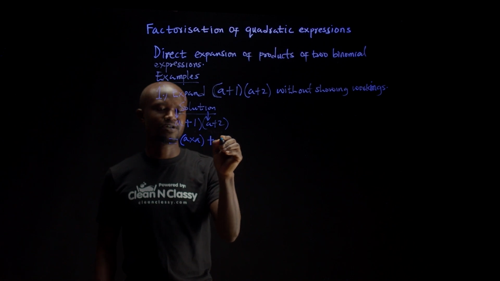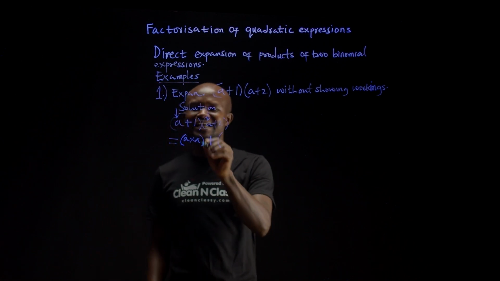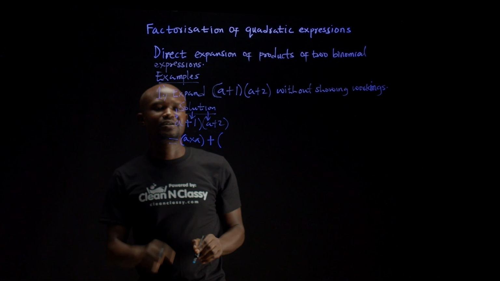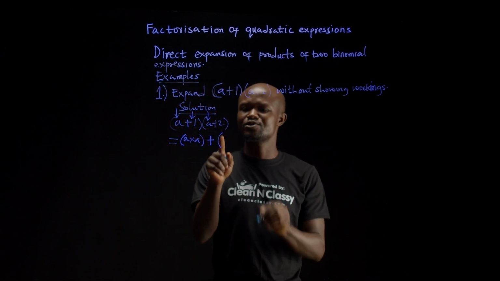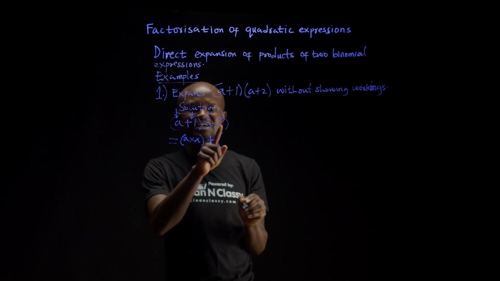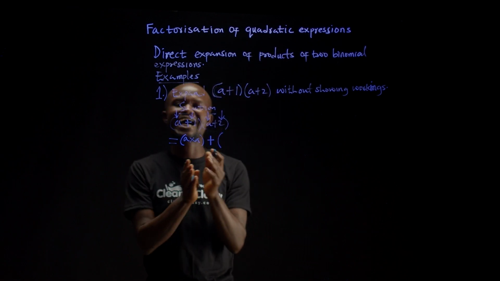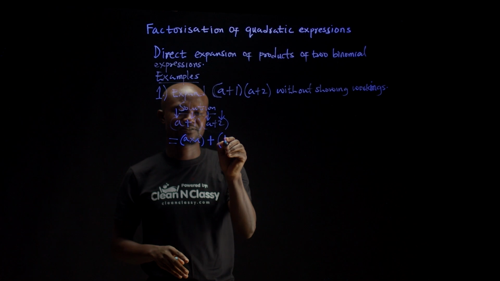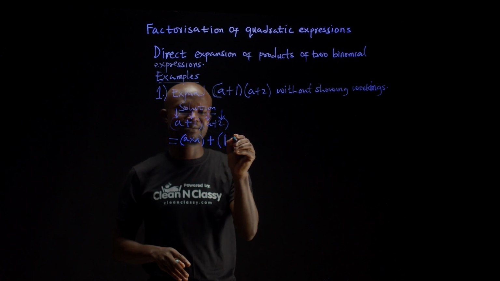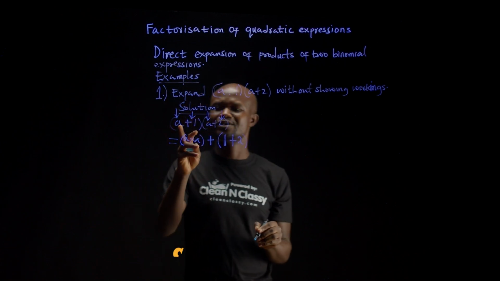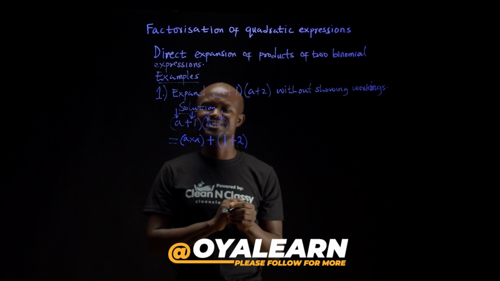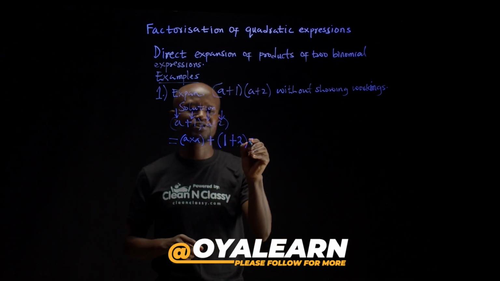Plus, now, looking at the second term in the first binomial expression and also the second term in the second binomial expression, what do we do? We add them together. That's 1 plus 2. Then, what letter are we dealing with in this expansion? A. We put A at the back.